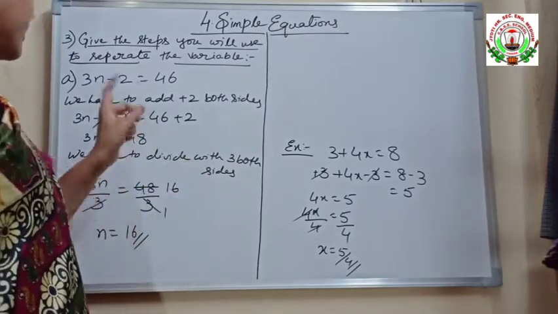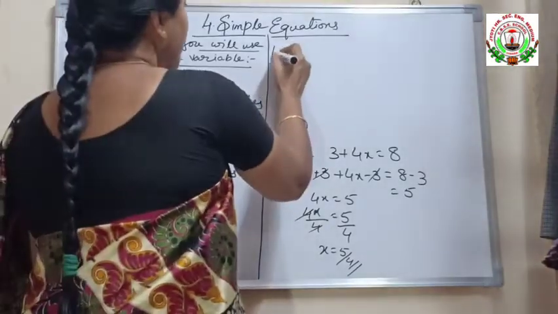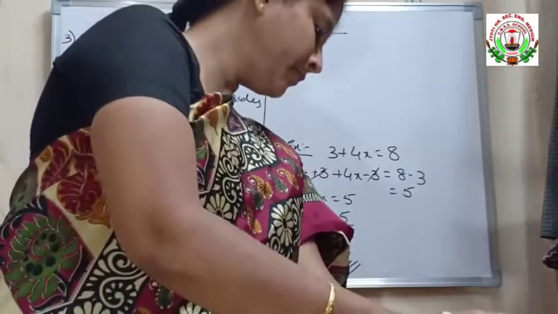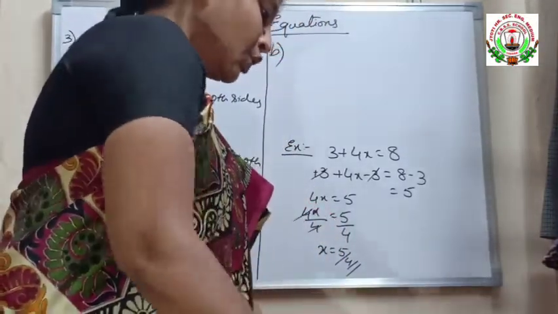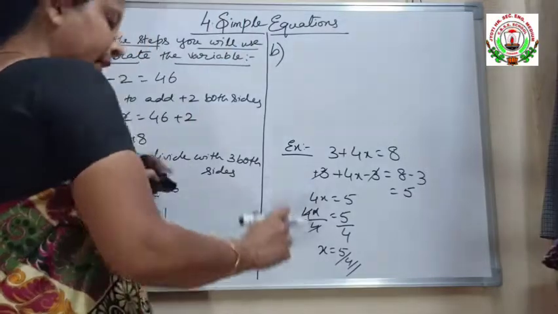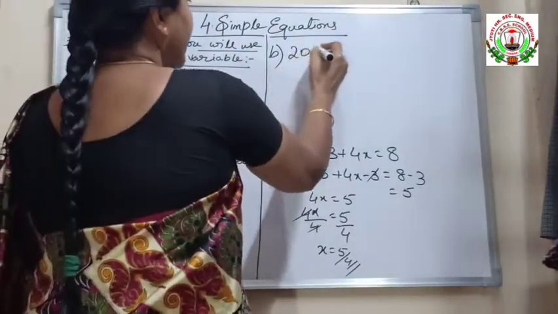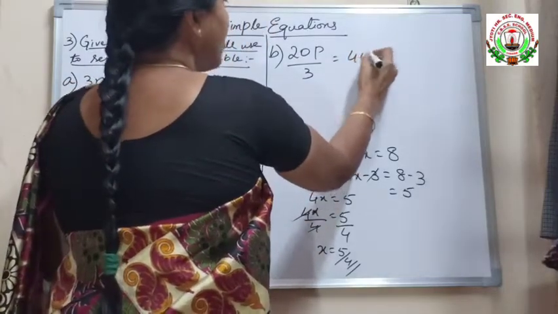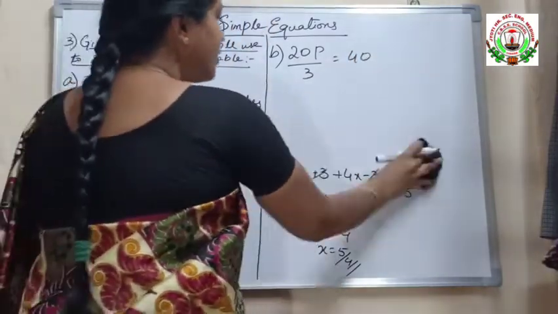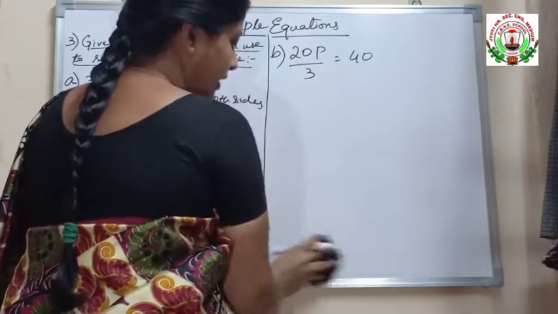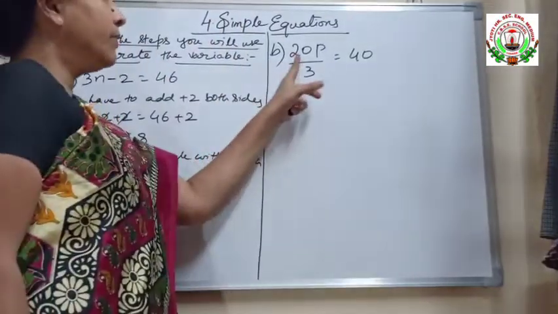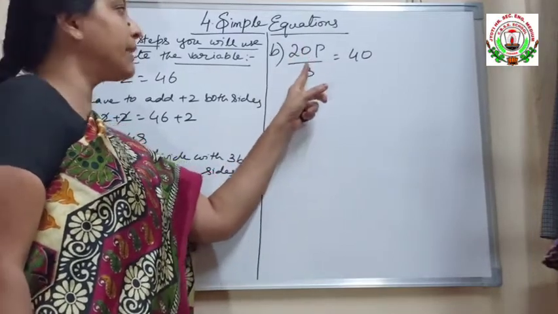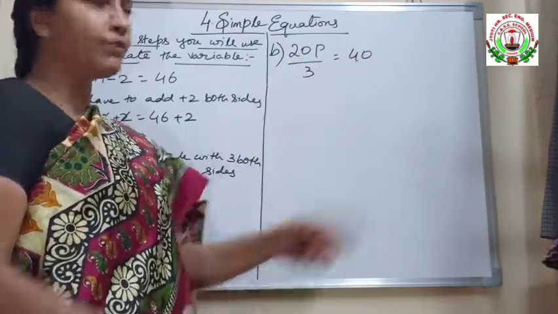So first, one more question, B part I am doing. See, it is 20p by 3 is equals to, they have given it as 40. See, in this question there is no addition or subtraction. They have given the multiplication as well as division. First we are going to solve it for multiplication and then we are going to do it for division.